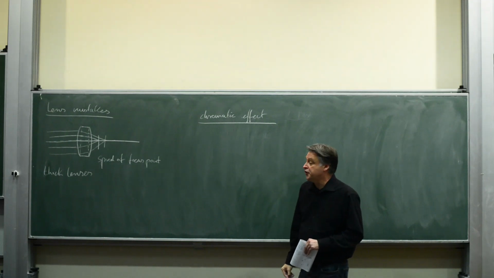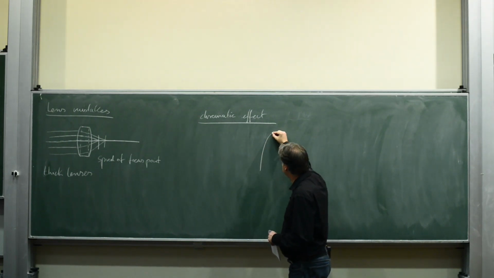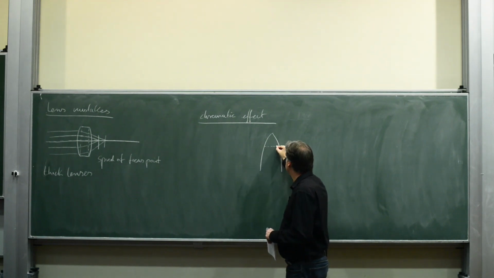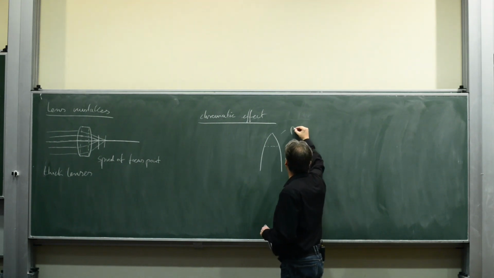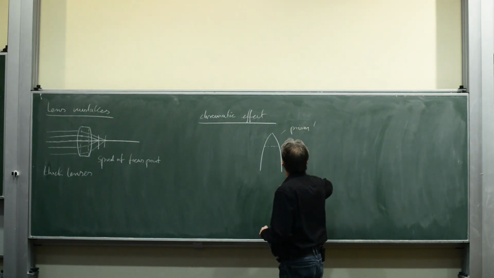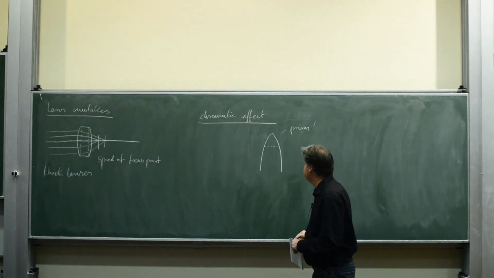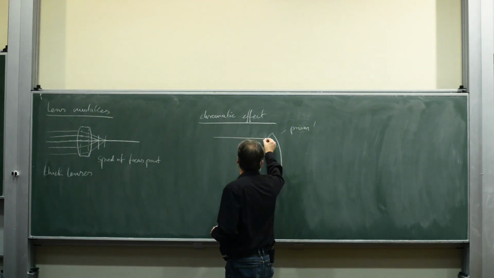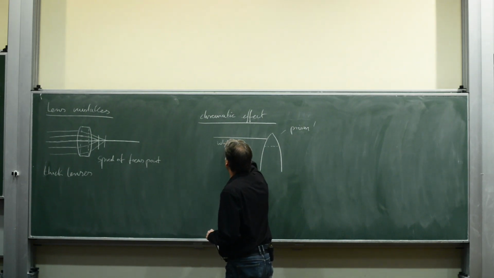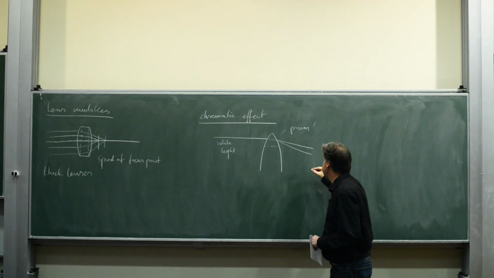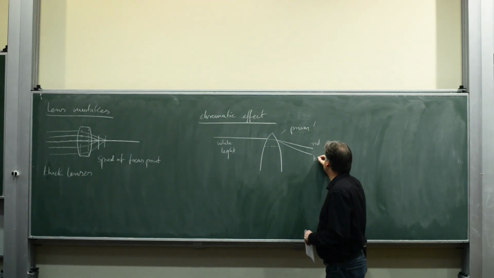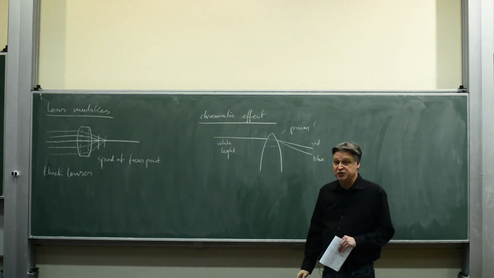If you look at the outer corners of your lens, the outer corner of your lens looks like a prism. And what have we learned already? For a prism, if we shine white light on a prism, we get a spread into the different colors, red and blue, and all the rainbow colors in between.